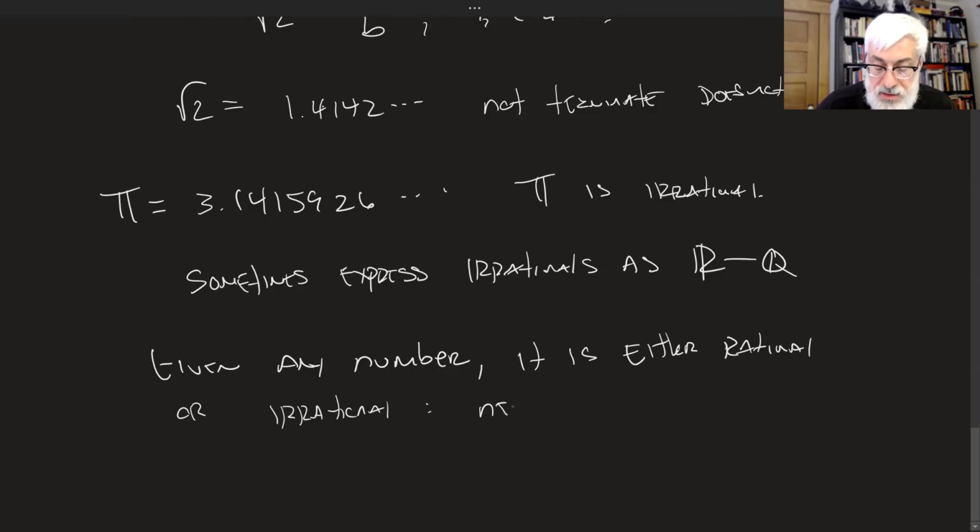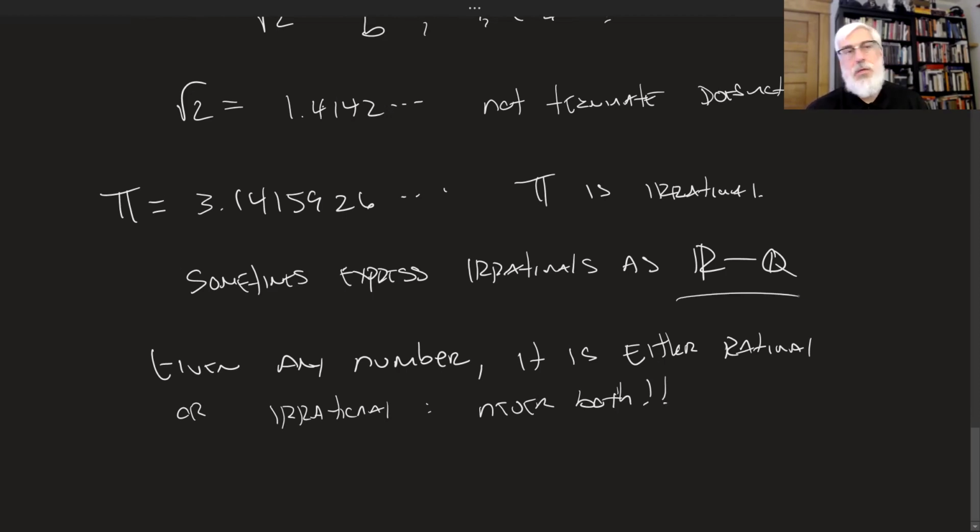And the caveat is never both. It can never be both rational and irrational. So given every number, it's either rational or irrational. So the real numbers without the rationals, meaning I take the reals and throw out all the rational numbers, I'm left with the irrationals. So sometimes we express it that way.